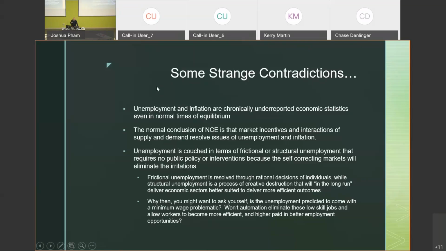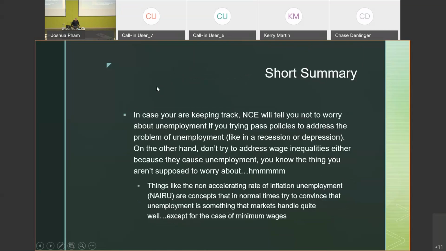So there's lots of interesting contradictions between these sorts of outcomes, right? In case you're keeping track, normal economic theory tells you not to worry about unemployment if you're trying to pass policies to address the problem of unemployment. When there is a recession or the economy is not doing so well, the first thing they tell you is that there's a free market to fix this, don't you worry about it. But if you want to pass a minimum wage, then unemployment is something that can't be tolerated. Oh my gosh, people are going to lose their jobs.